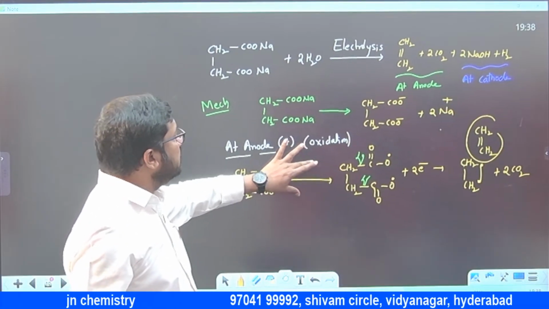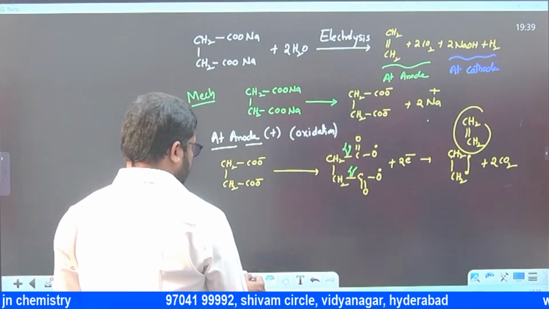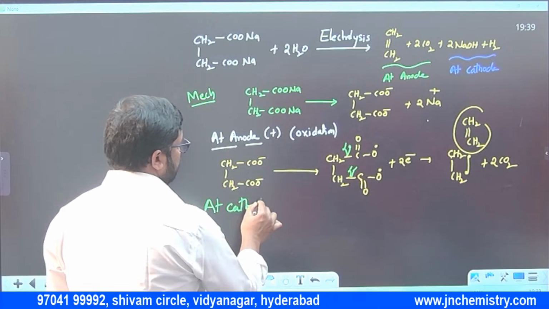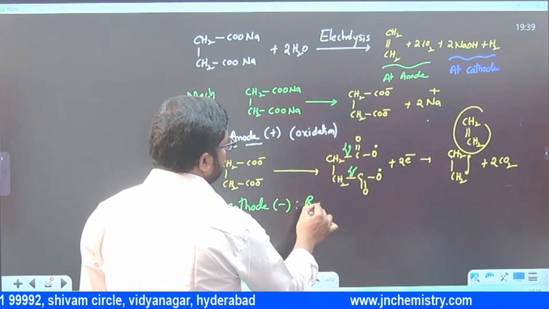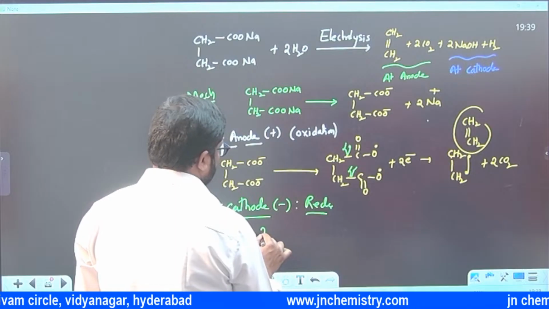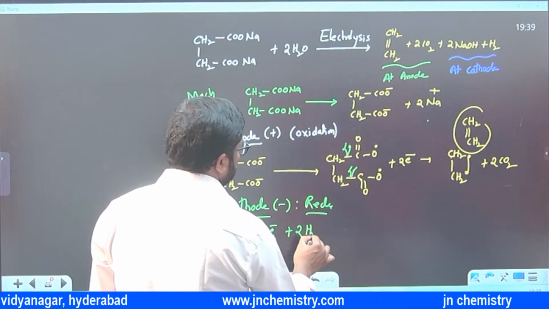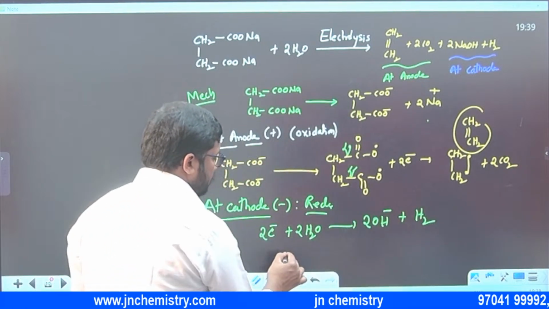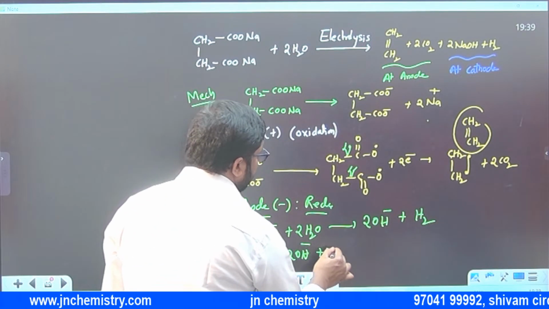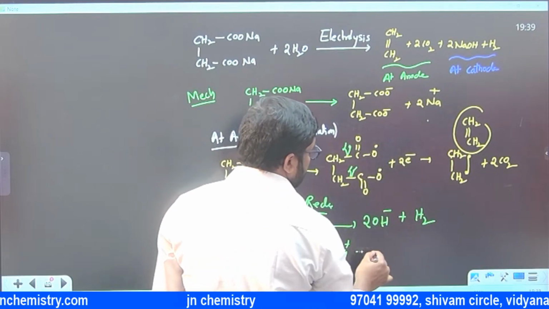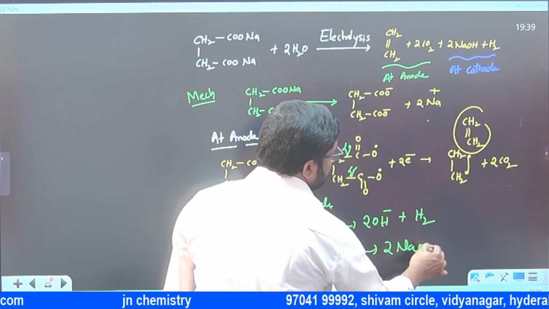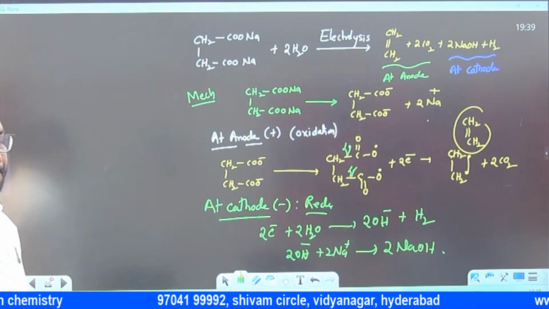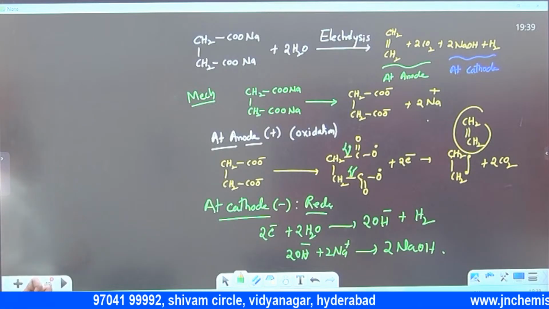So the cathode reaction would be the same. Cathodic reaction: at the cathode, negative, reduction takes place. So 2 electrons plus 2 moles of water will give 2 OH minus plus hydrogen, and 2 OH minus plus 2 Na plus, which is coming from here, give 2 moles of NaOH. Write it down. Don't memorize, try to understand.